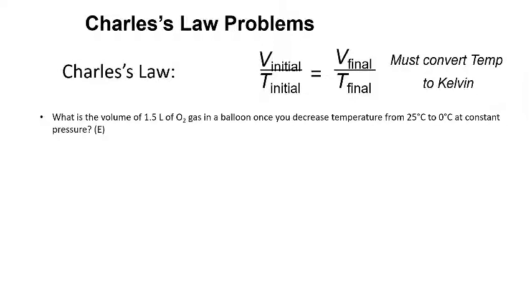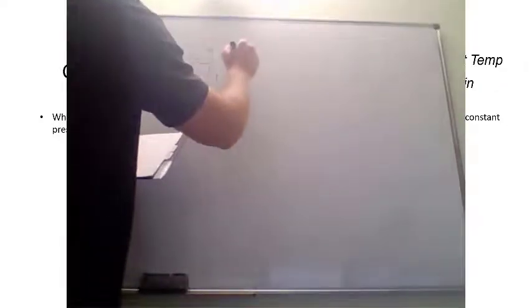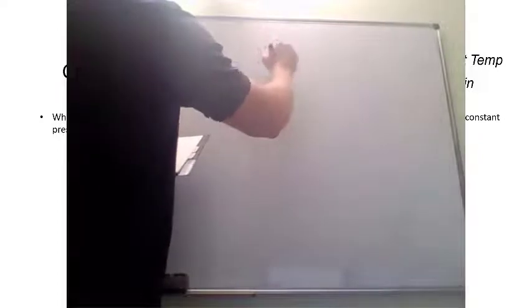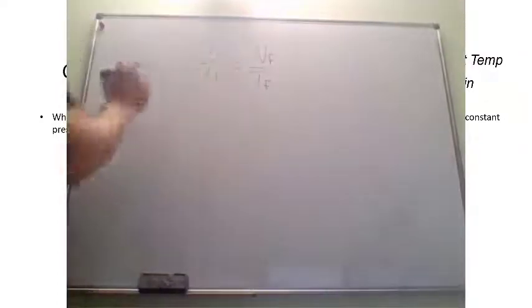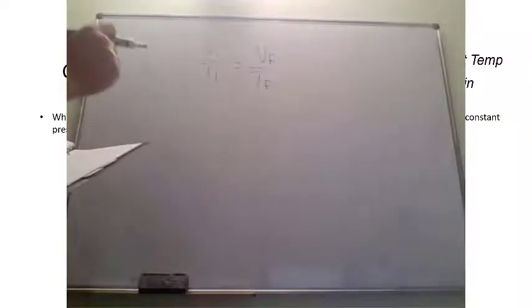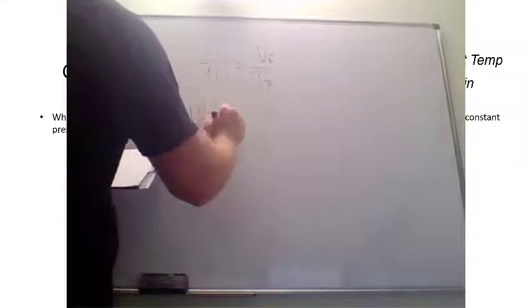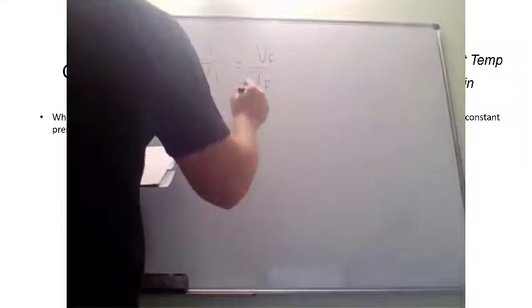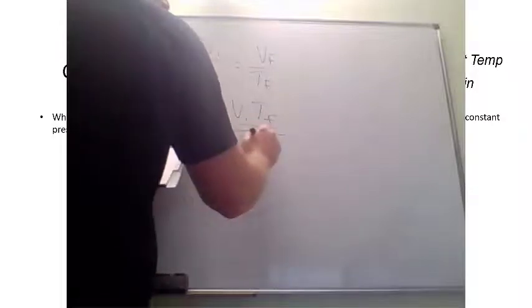Okay, Charles' law states that if we have an initial volume over the initial temperature, that will equal our final volume over our final temperature. And we know our temperatures here have to be in Kelvin. So we want to rearrange and solve for our final volume, which is going to be equal to our initial volume times our final temperature over our initial temperature.